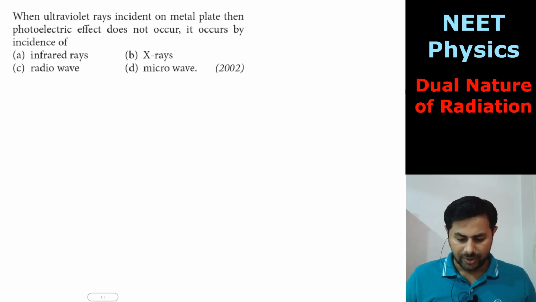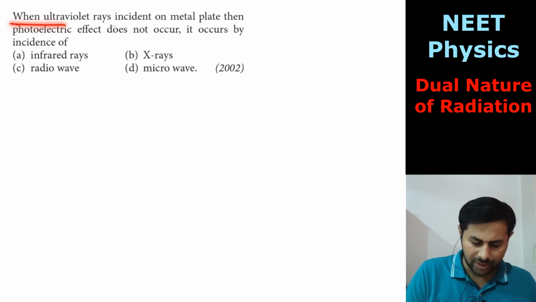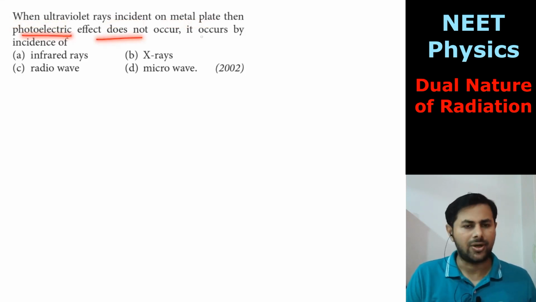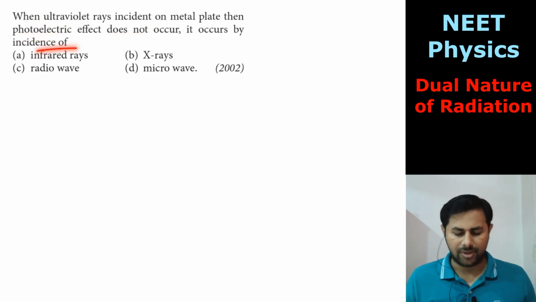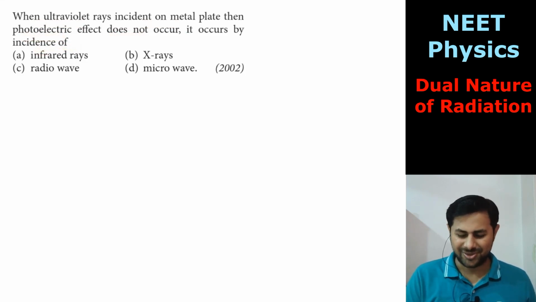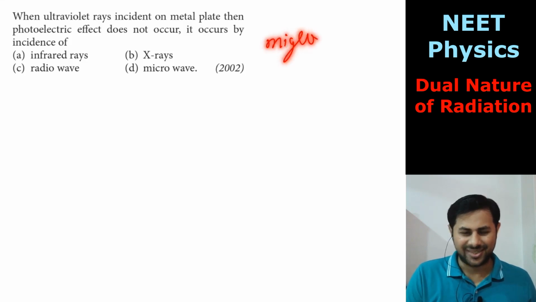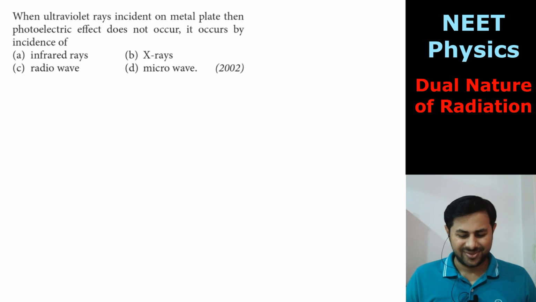Okay, let's see the next one. When ultraviolet rays are incident on a metal plate, then the photoelectric effect does not occur. It might occur by the incidence of... The question should be like this: might occur, right? There is no guarantee, no? All right, tell me what would be the answer. Photoelectric effect doesn't occur for ultraviolet rays, then it might occur for what kind of rays or waves?